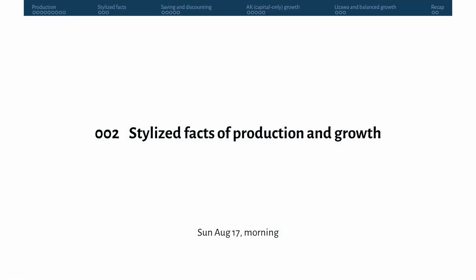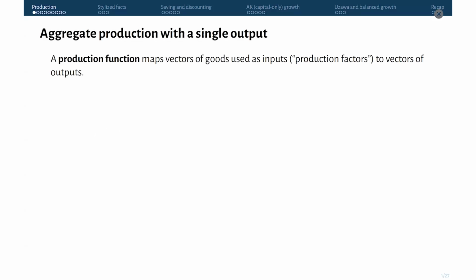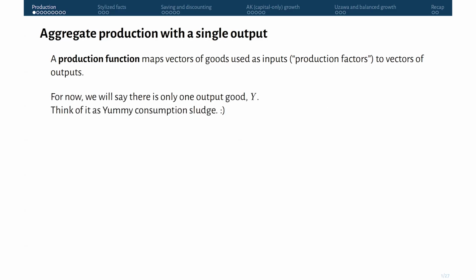Okay, so today we'll start by going through some stylized facts about how production works and how it grows. To start, a production function maps vectors of goods used as inputs to vectors of outputs, things that we're producing. The inputs are typically called factors. Think of them as coming from the root "fact," as in make, like a factory, but they're not multiplied together necessarily, like factors in math. So just don't get confused by that if you are new to this terminology.